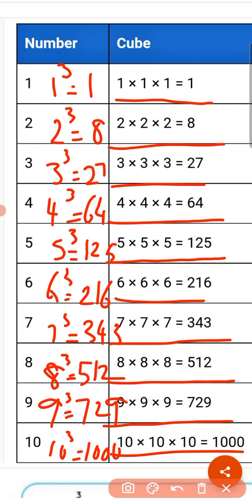So children, cube of a number means multiply a number by itself 3 times.